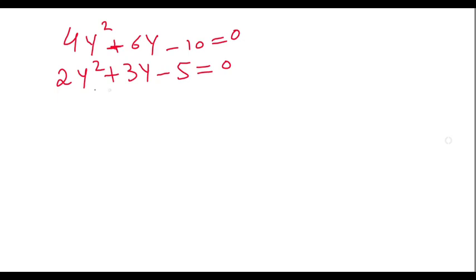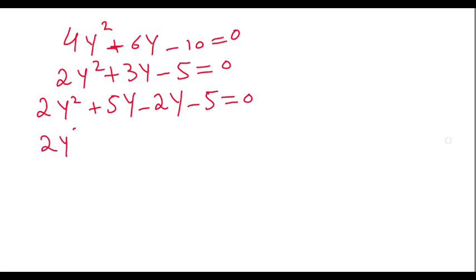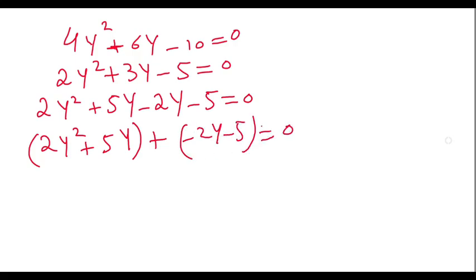So this is going to be 2 times 5 is 10, so factors of 10, and then positive 3y must be in the middle. So I can rewrite this one: 2y² + 5y − 2y − 5 = 0. Now I'm going to group these terms: 2y² + 5y, plus negative 2y, negative 5, is equal to 0.